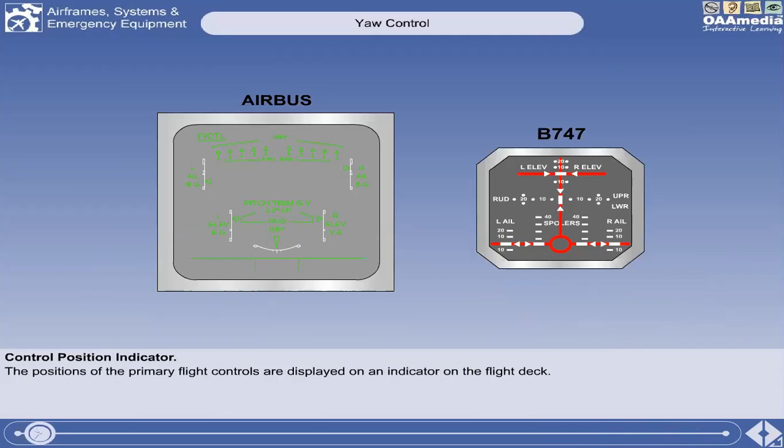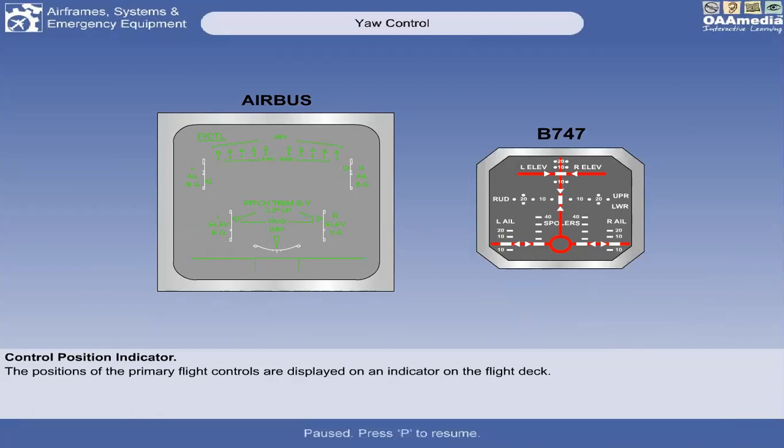You now know how the aircraft is controlled about its 3 axes. To keep the pilots informed of what the primary flight controls are doing, their positions are displayed on an indicator on the flight deck. Okay.